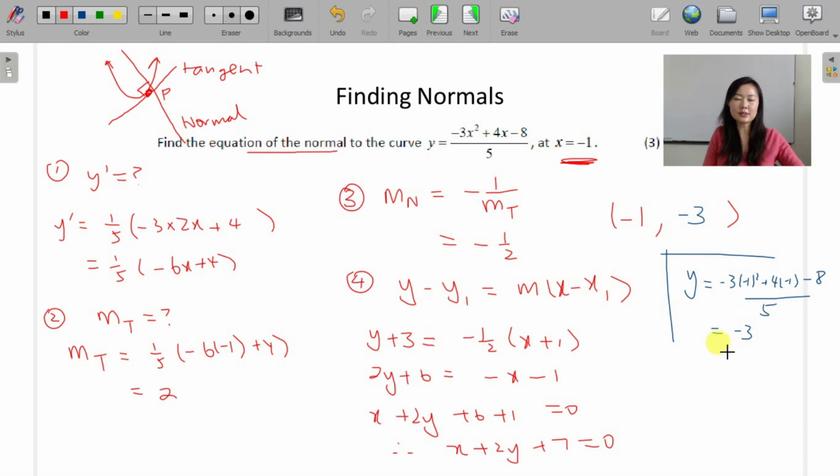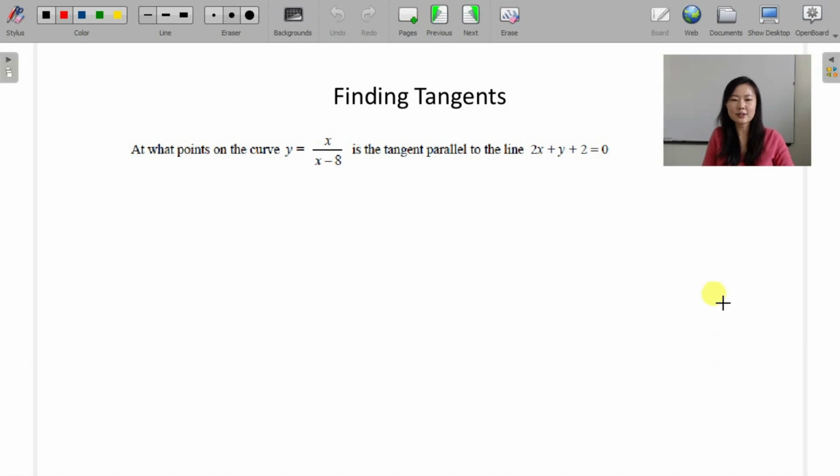All right, so to summarize, first step, you need to find the derivative. Second step, find the gradient of the tangent specific to the point you're looking at. Third step, the negative reciprocal gives you the gradient of the normal because they are perpendicular to each other. And then fourth step, point gradient formula. That is it.